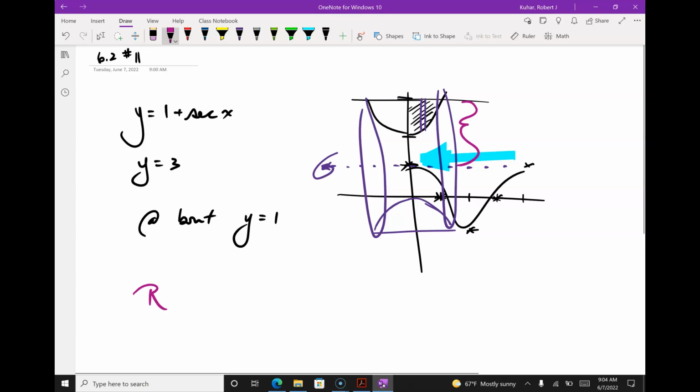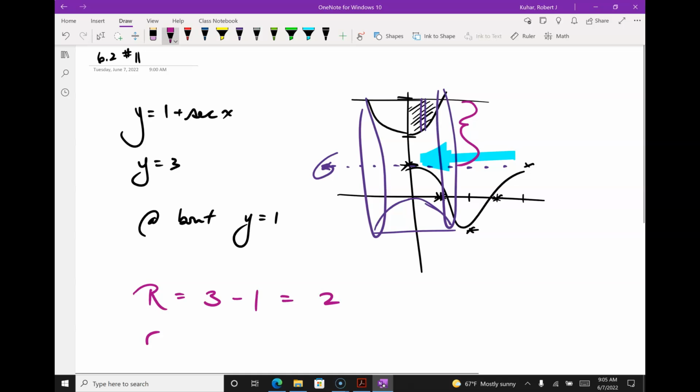And I have to do upper minus lower. So capital R is what? 3 minus 1, right? That upper piece is the height of 3, and the axis of revolution is at 1. So upper minus lower, 3 minus 1.